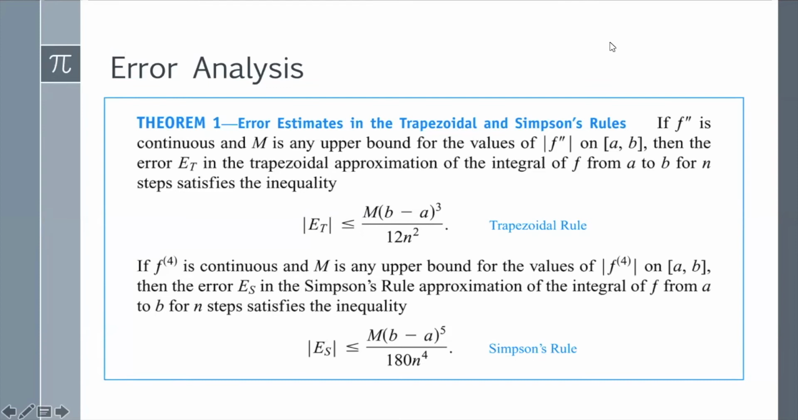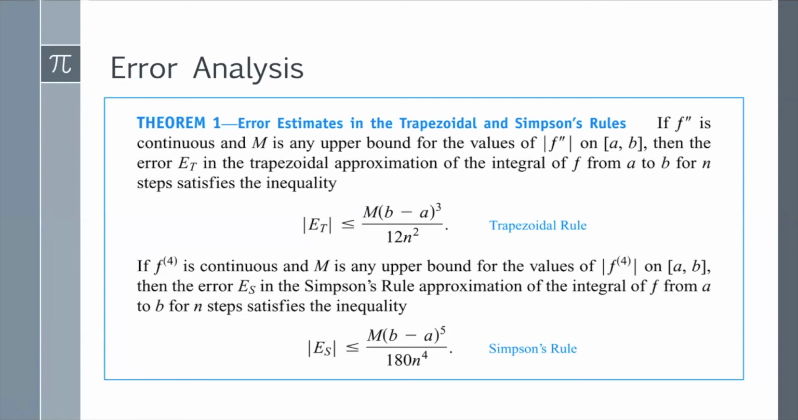All right, so that brings us to error analysis. And the idea here is that a method for estimating something isn't really too valuable unless you can get an idea of how good the estimate is. So this theorem addresses that for both the trapezoidal rule and Simpson's rule.